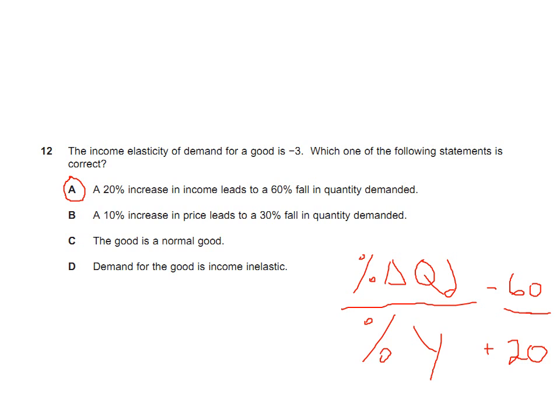So A is quite clearly the right answer in this case, because the change in income brings about a 3 times change in quantity, which is the relationship we're looking for. Again, the best thing is to sketch out the equation, if you need to.